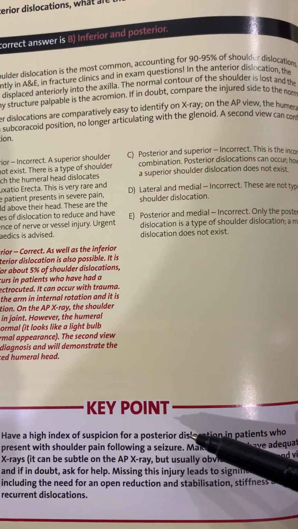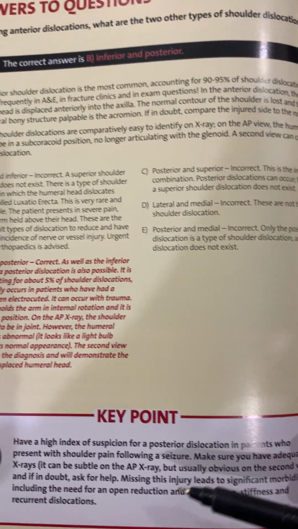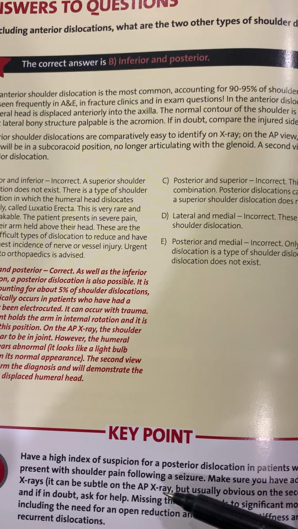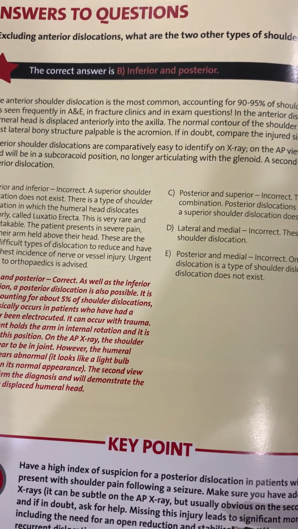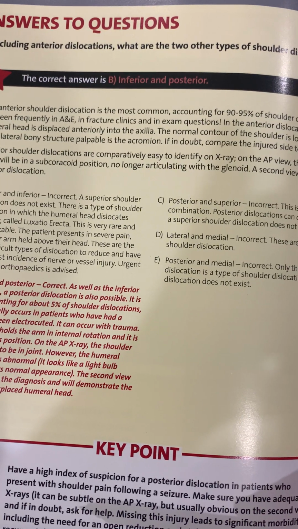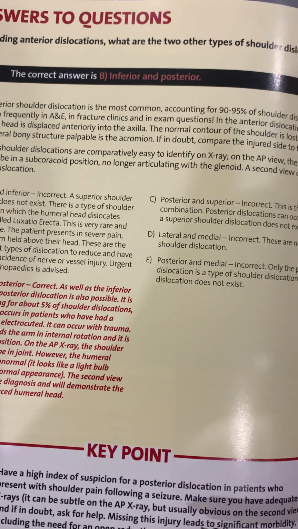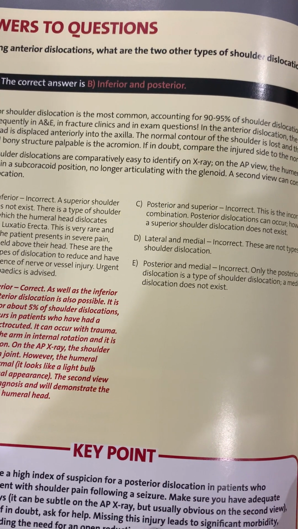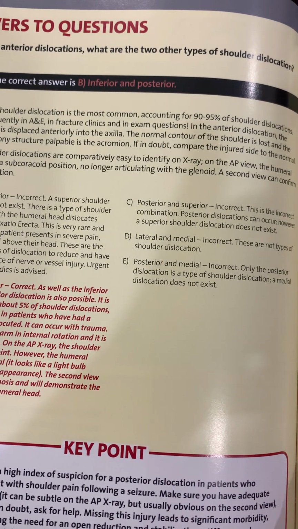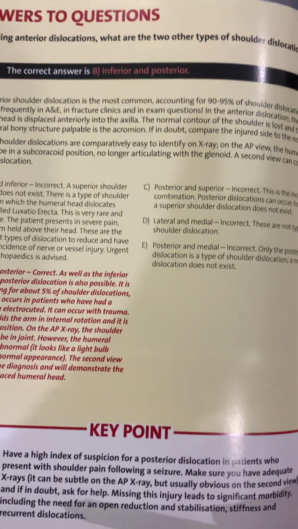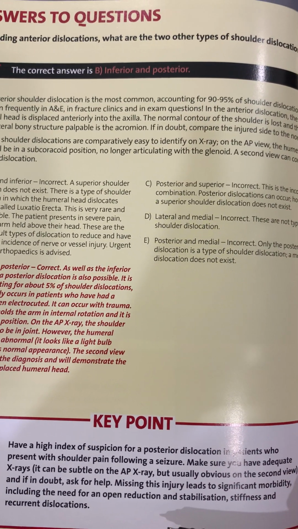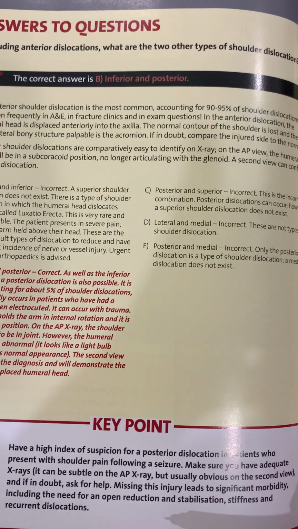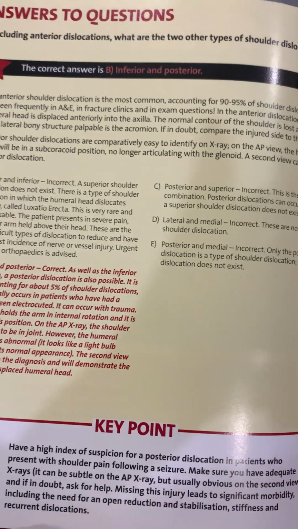So, have a high index of suspicion for a posterior dislocation in patients who present with shoulder pain following a seizure, and make sure you have adequate X-rays. It can be subtle on the AP X-ray but usually obvious on the second view, and if in doubt, ask for help. Missing the injury leads to significant morbidity, including need for an open reduction and stabilization, stiffness, and recurrent dislocations.